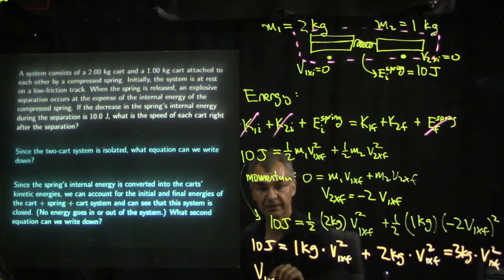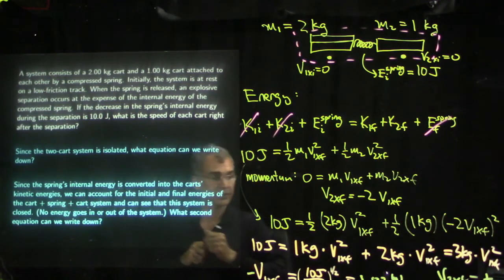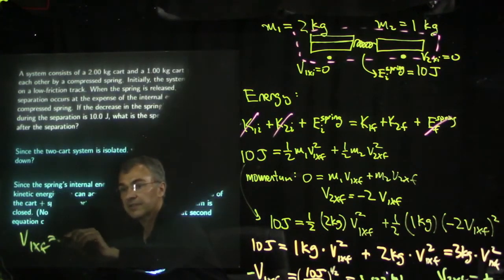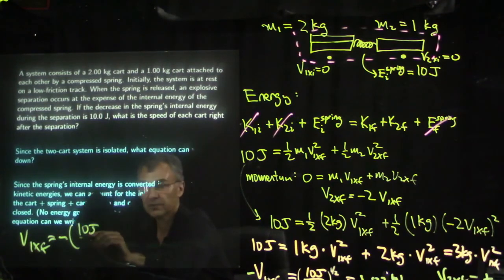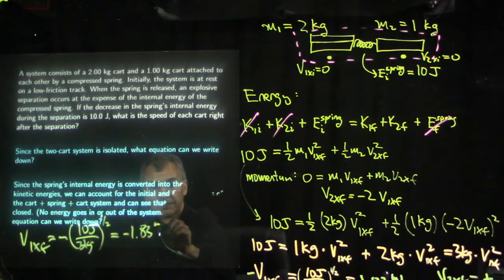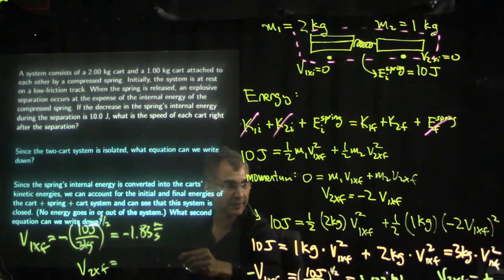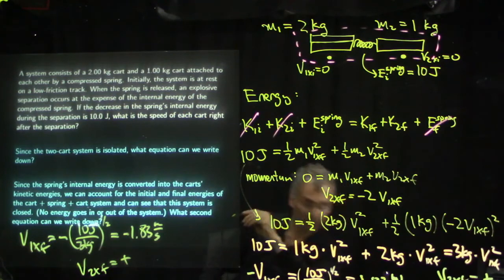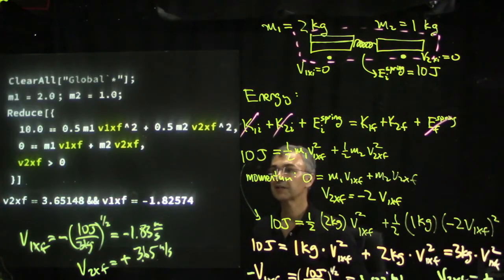So then we get v1xf. The sign for this problem has to come from the picture. So minus the square root of 10 joules over 3 kilograms, which is minus 1.83 meters per second. And then v2xf must be just twice that with the opposite sign. So that's plus 3.65 meters per second. And Wolfram Mathematica agrees with me. So v2x final is 3.65 and v1x final is minus 1.83.